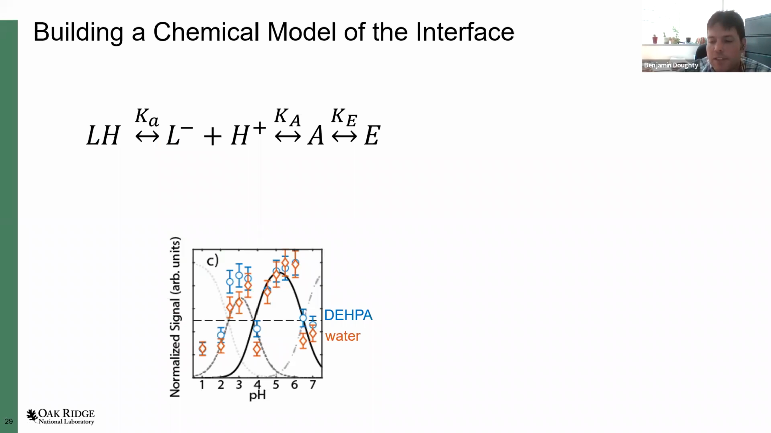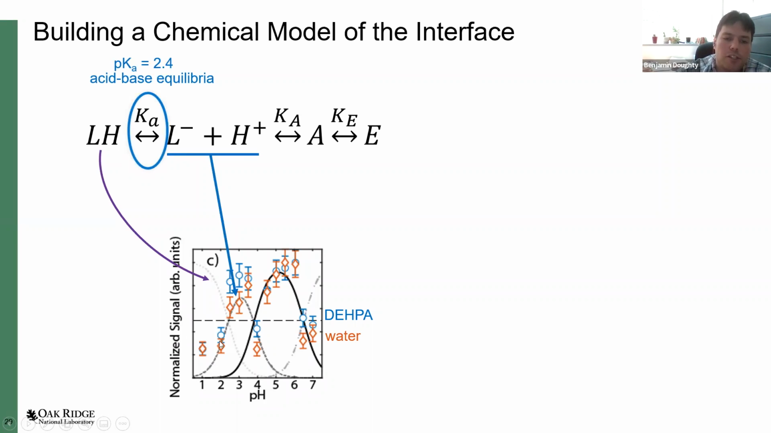So if we build a very simple chemical model, you start with a protonated ligand. It has an acid-base equilibrium constant to form the deprotonated species, right? The protonated ligand at low pHs will dominate, right? Because you have a bunch of excess protons. But then right around the pKa, you should get a changeover where you start getting now ligands in their deprotonated form, right?